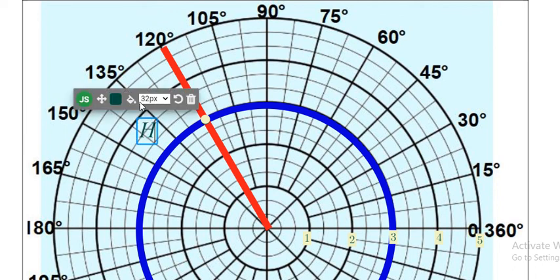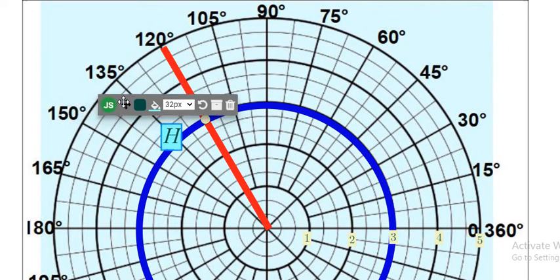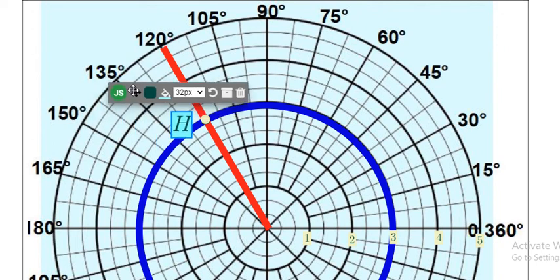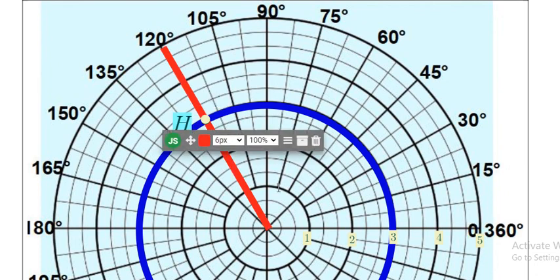I label my point, and that is the coordinate 3 cosine 120 plus i sine 120. So all we're really doing is plotting points, but we're plotting points written as polar coordinates on the polar grid.